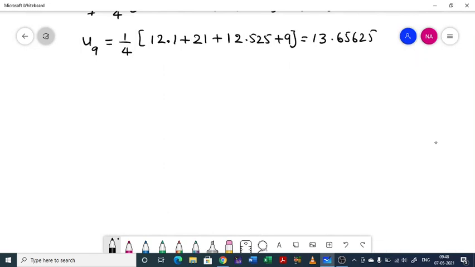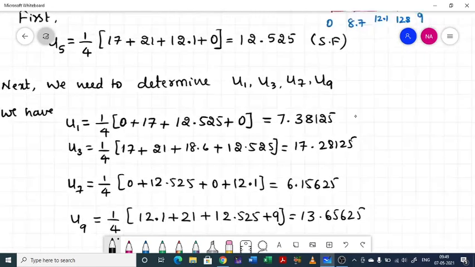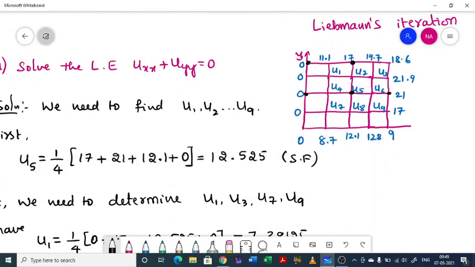Next, we need to determine non-diagonal entries. See, if you look into the table that is given, we have determined U1, U3, U9, U7. We need to determine U2, U4, U6, U8. So to determine those entries, you need to use the standard 5-point formula.